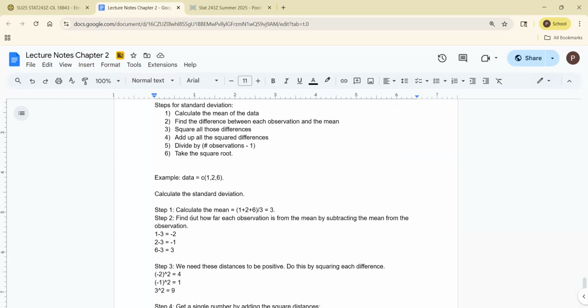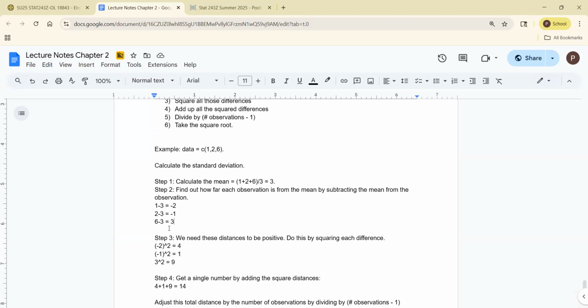Step 2, find out how far each observation is from the mean by subtracting. So the first observation minus the mean, 1 minus 3 is negative 2. 2 minus 3 is negative 1. 6 minus 3 is 3.